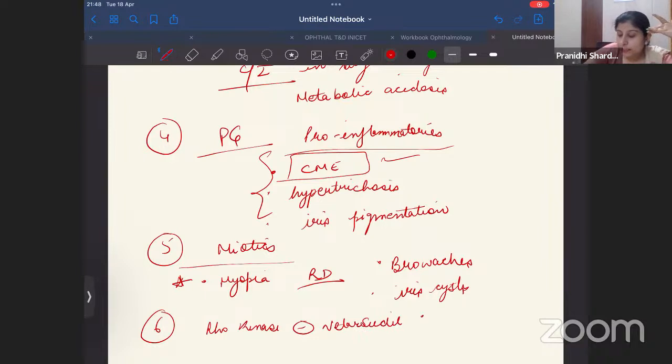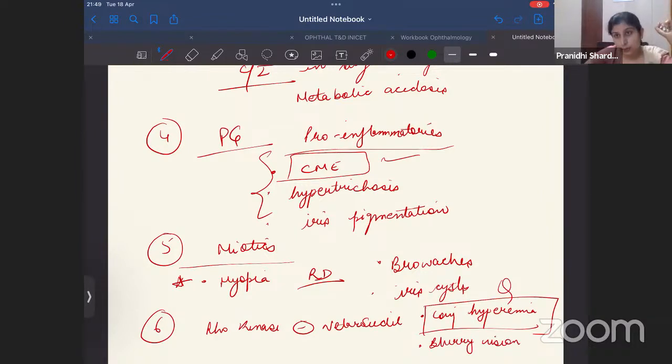They are most commonly associated with conjunctival hyperemia. It can also cause blurry vision because of the conjunctival hyperemia, which is the main side effect of netarsudil.